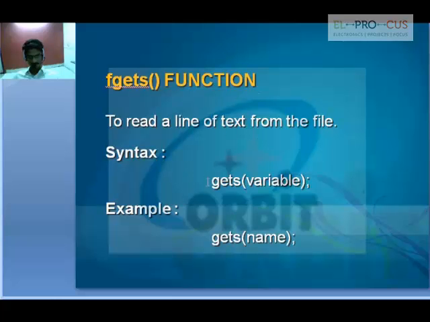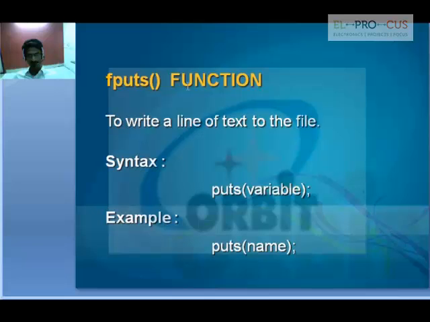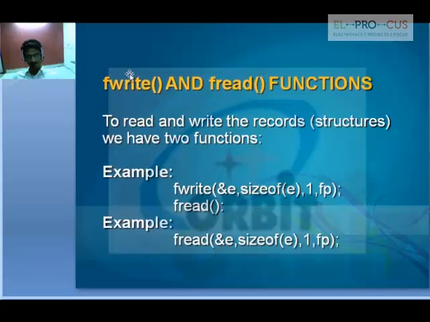Similarly, puts, the way we are getting character by character, we are putting it on the file, character by character. The fwrite and fread functions read and write the record structures. We have two functions, fwrite(&e, sizeof(e), 1, fp) and fread. These are the functions which read and write to the file.